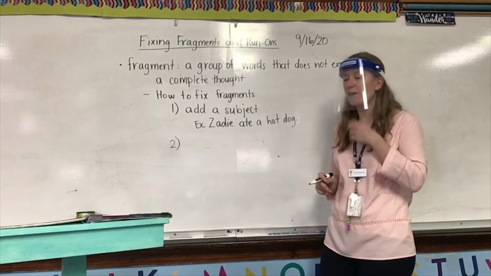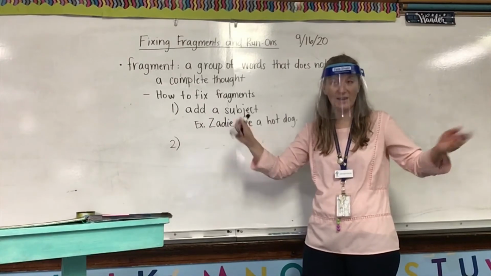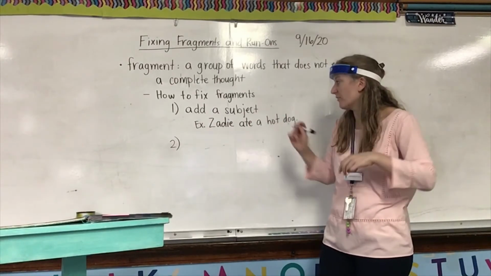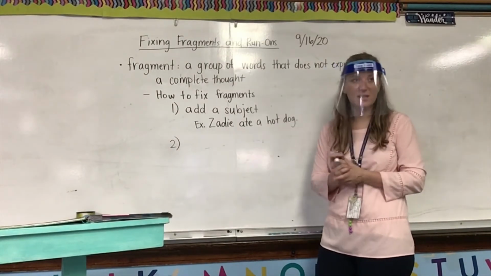So to fix a fragment that is missing a subject, just add a subject. Add a who or a what. So we had the fragment, ate a hot dog. To turn it into a complete sentence, we just added the subject, Zadie.